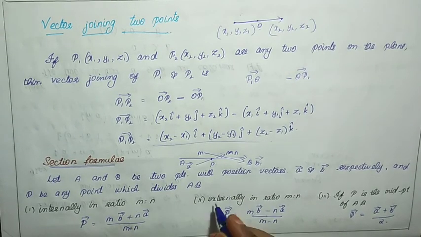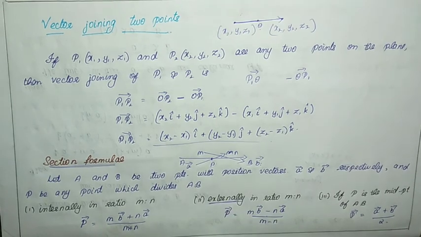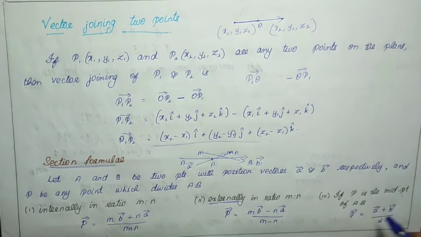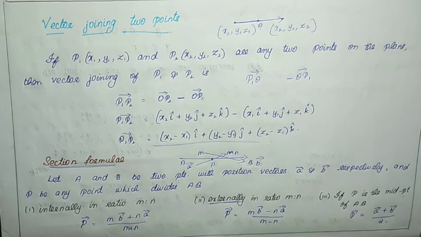Similarly, if it divides externally, then we have to subtract: m b vector minus n a vector divided by m minus n. And if it is a midpoint, we will say that a vector plus b vector divided by 2. That's it.